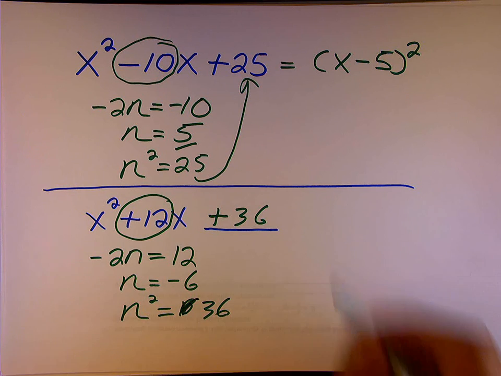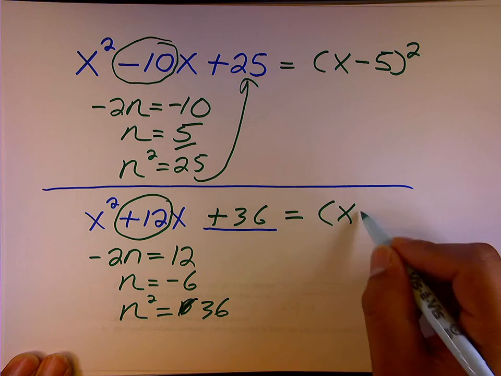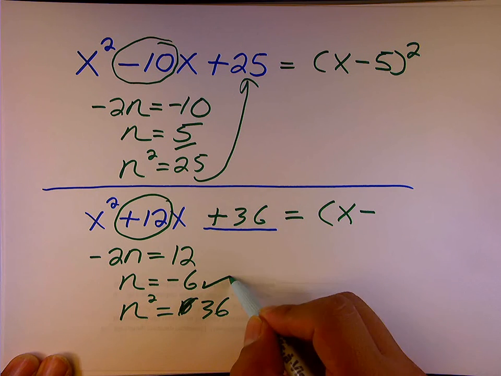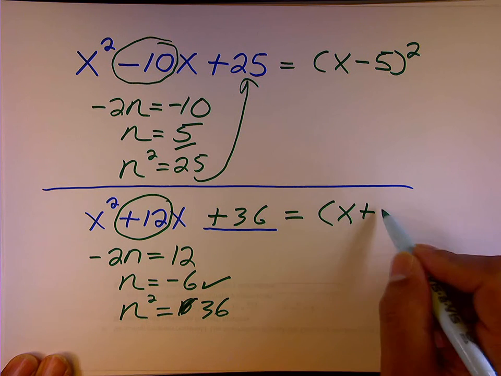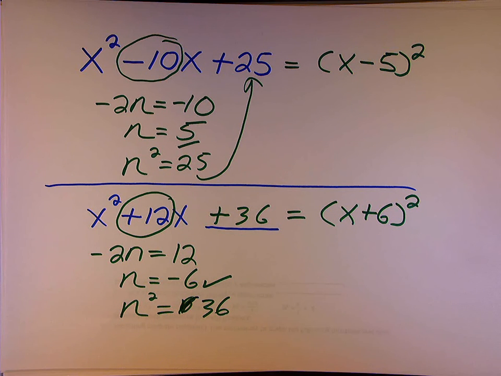And now that we've completed the square, I can put it in the factored format. X minus n, but notice n is negative 6, squared. So this is the technique of completing the square by finding the missing term and then putting it in factored format. Now we will use this technique to solve equations.